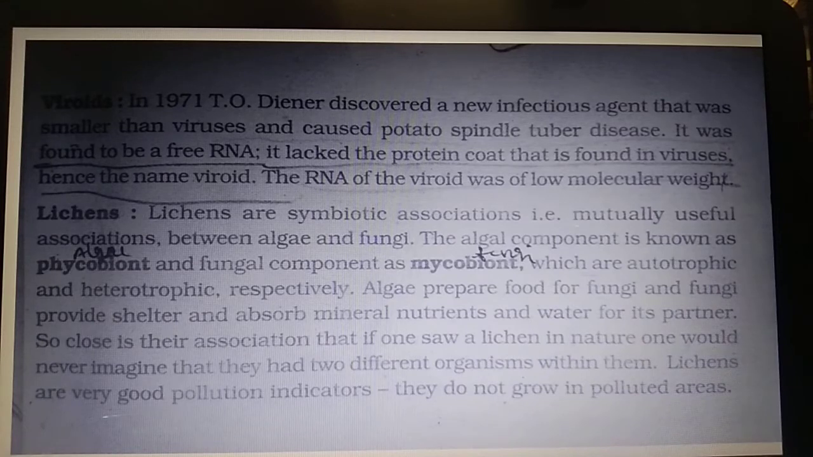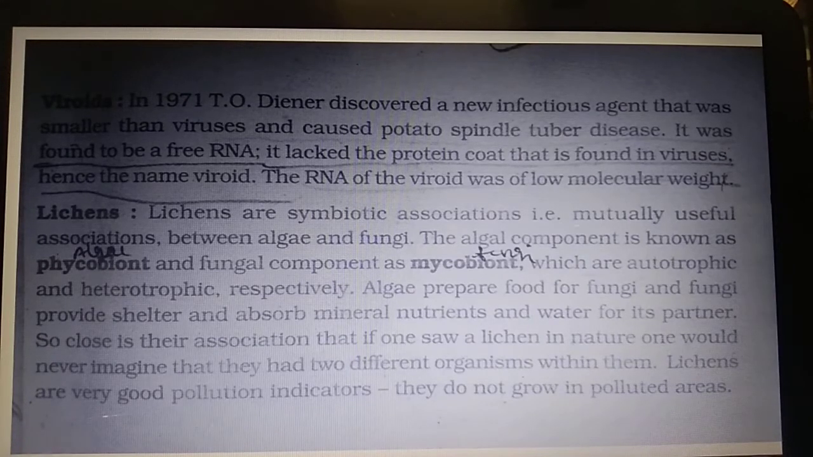Now students, let us move on to the next one, which is lichens. Lichens are symbiotic associations. Now students, what are symbiotic associations? These are the associations where both the organisms which live together benefit from each other. That is, both are beneficial for each other, and thus their association is very productive in nature. They are a mutually useful association. It is not just that only one organism is useful, both the organisms are mutually useful.